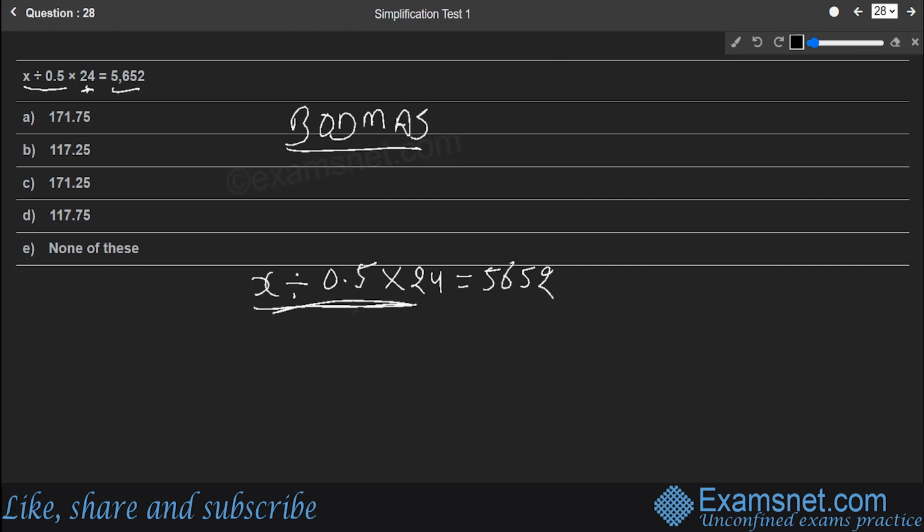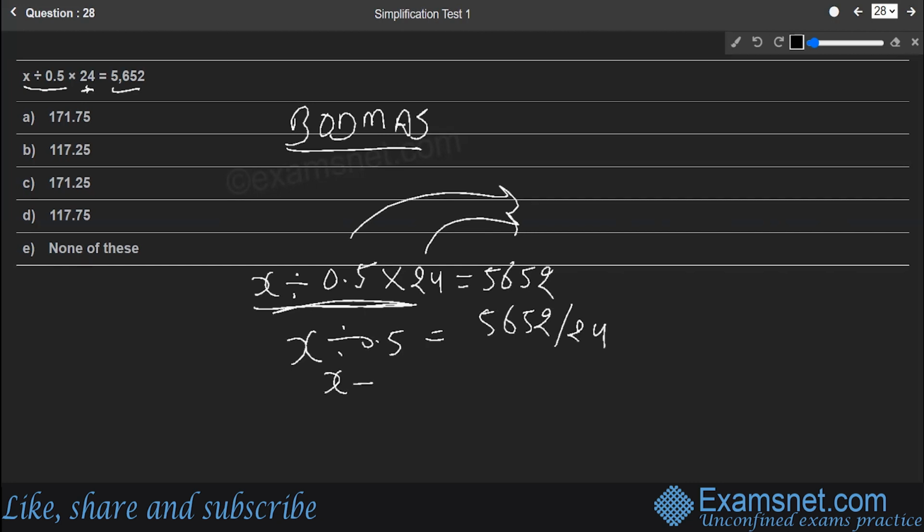X divided by 0.5. Rather, we can do one more thing: we can keep on sending the known values to the right hand side one by one, and then generate the expression on the right hand side, because the x value is unknown, so we won't be able to divide it. If we do it like that, this can be done. X divided by 0.5, this 24 is in multiply, so it will go on that side with divide. 5652 divided by 24, which makes it x divided by 0.5 is equal to 5652 divided by 24.